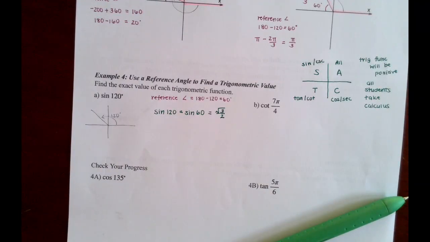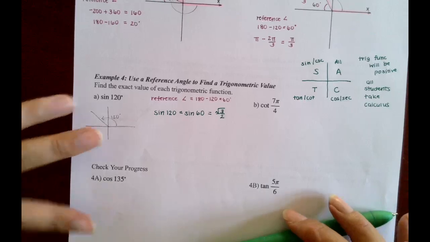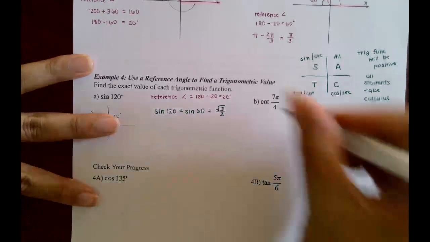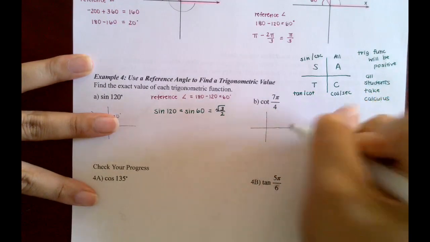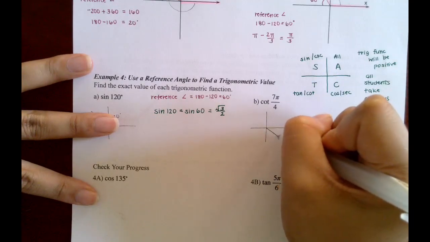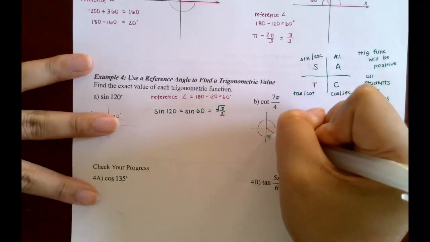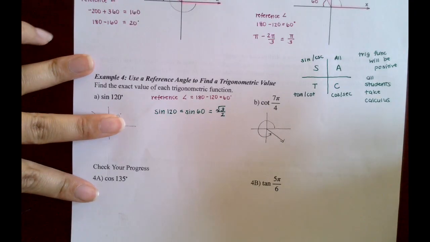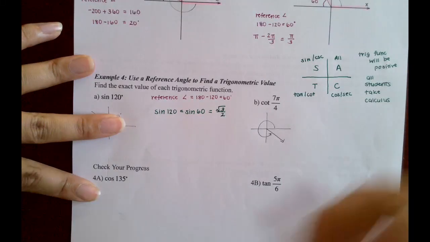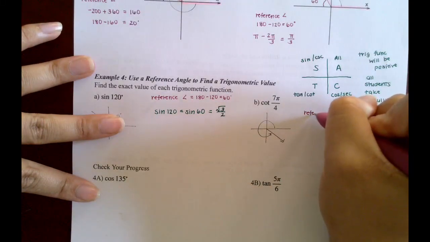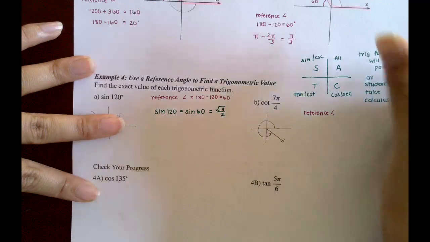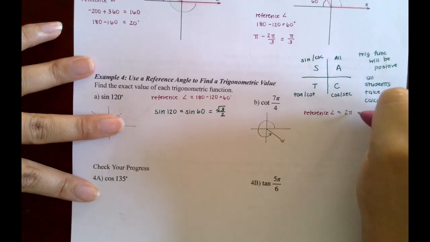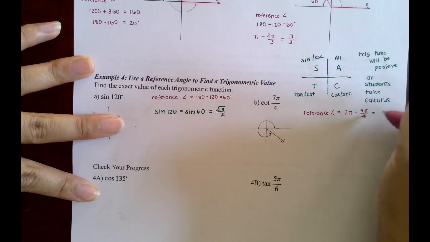Okay, so using the next one, cotangent of 7 pi over 4. Okay. Where is 7 pi over 4? So this is it. 7 pi over 4 is here. Okay. So that means it'll be 2 pi minus 7 pi over 4. Right, since it's in quadrant 3, the reference angle would be 2 pi minus 7 pi over 4, right, which would be pi over 4.